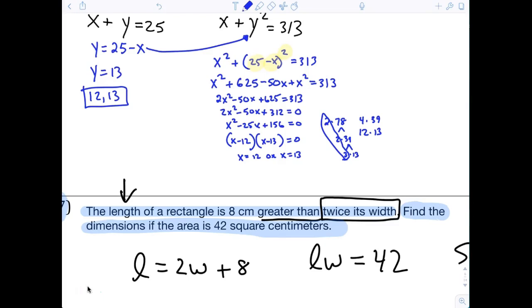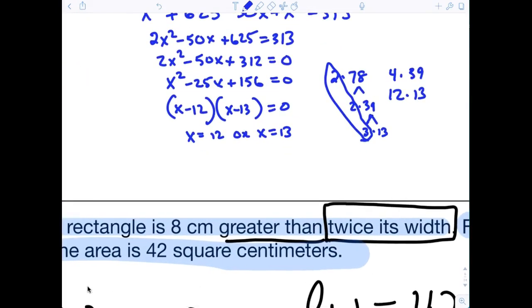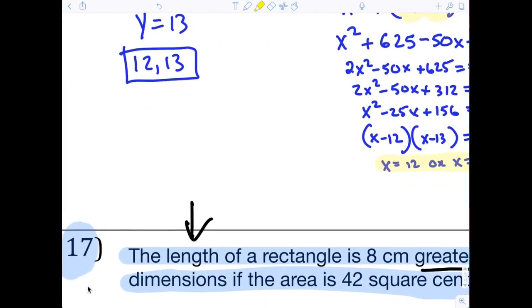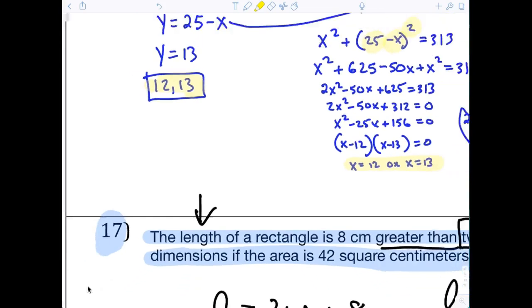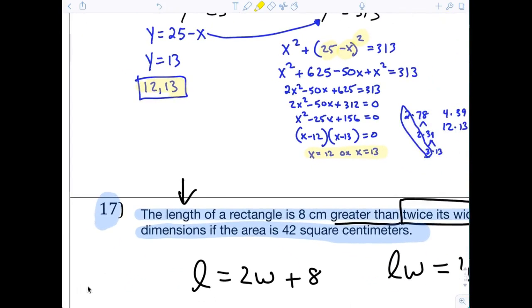The answer's down here. Listen, this answer right here is not the same as this answer up here. Does everybody understand what I'm trying to tell you? You got to be careful with that. Hope you're listening to me. The 12 and the 13 is not the same as the 12 and 13. Hopefully that makes sense.